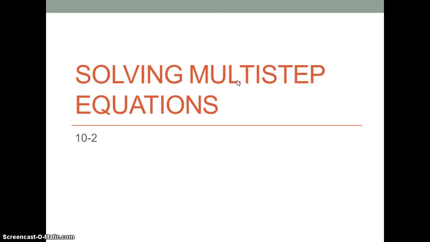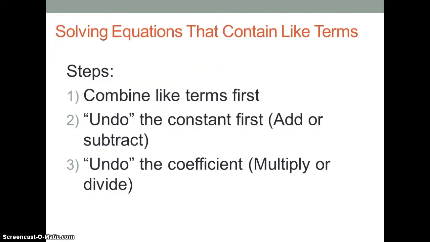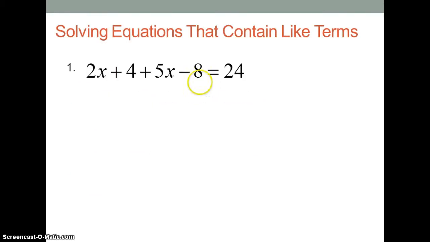All right, time to step it up a little bit more. Now we're going to be solving multi-step equations. On this one, you're solving equations that contain like terms. The first thing you want to do is combine those like terms. Second thing is undo the constant first, just like before. And the last thing is to undo the coefficient. So same thing, except there's one thing you want to do first, which is to combine your like terms.